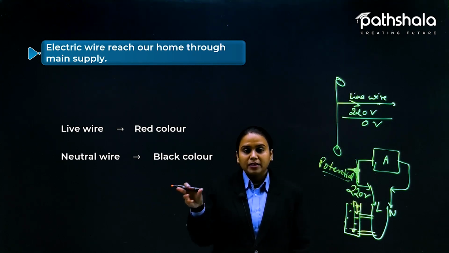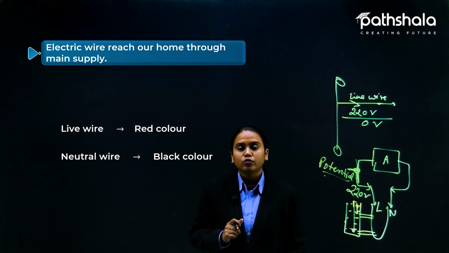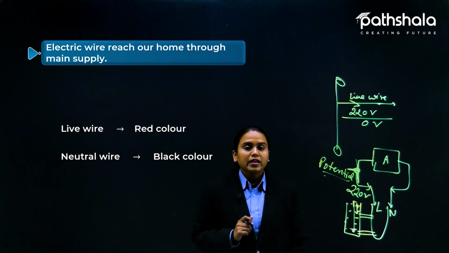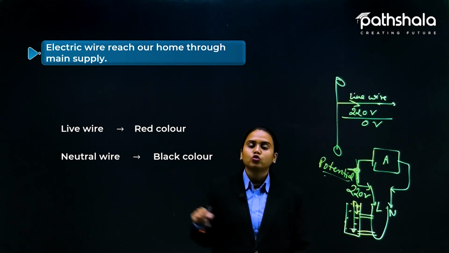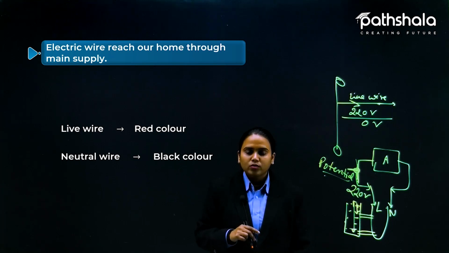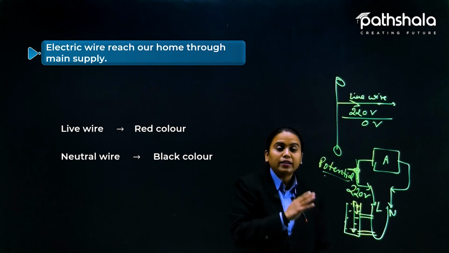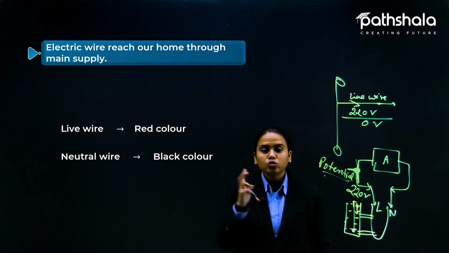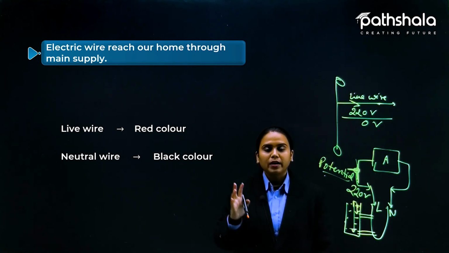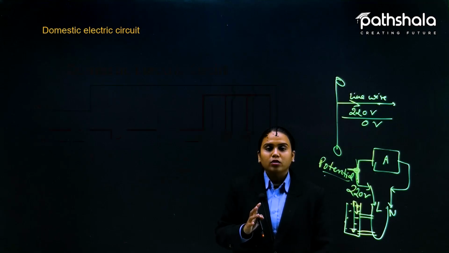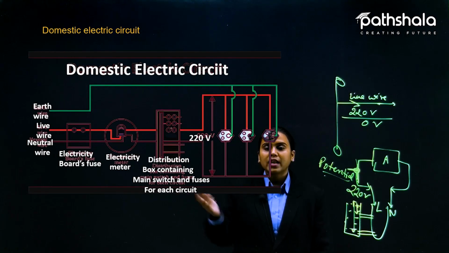Okay, there must be a potential difference, so we are using it like this only. So in our home we are getting these two main wires, and that is known as the main supply, so that we can get 220 volt. We can use 220 volt properly. Now, how does it look? Our domestic circuit looks like this.